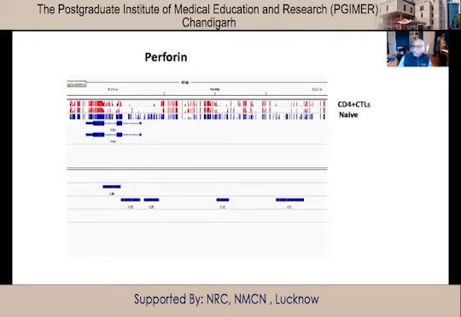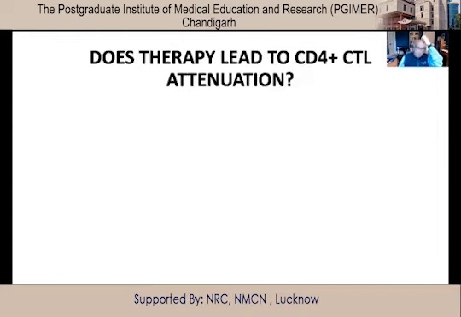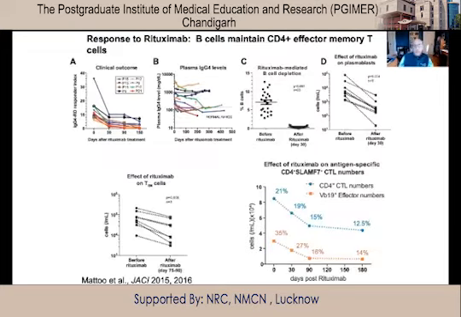The other question you should ask is, did therapy lead to attenuation of CD4 CTLs? So, if you got the disease to improve, do CD4 CTLs decline? And so in IgG4-related disease, we had done this. So here we treat patients with rituximab. This is just depleting B cells. And you can see clinical outcome improves dramatically with treatment.